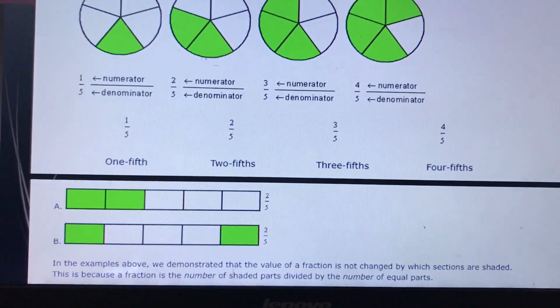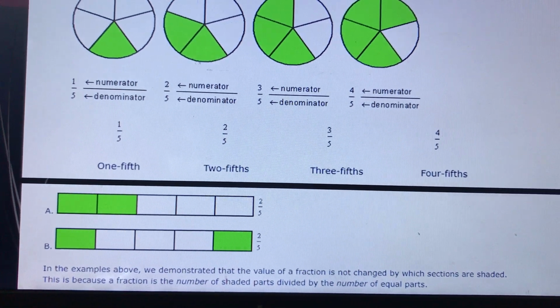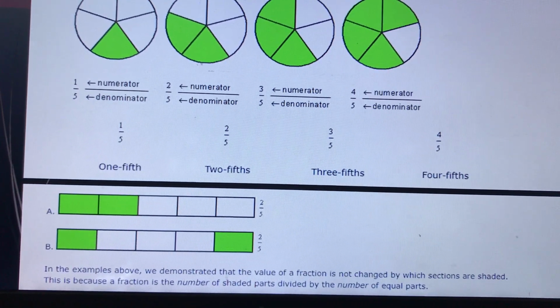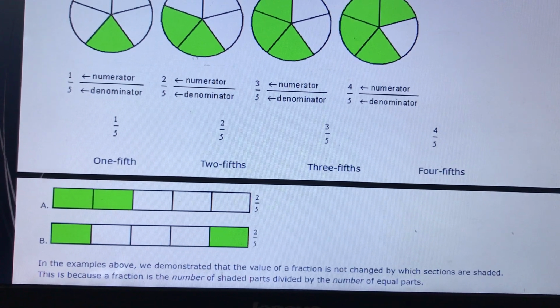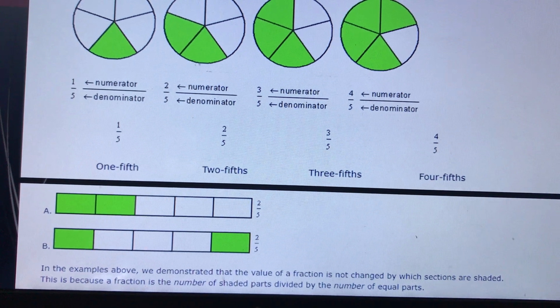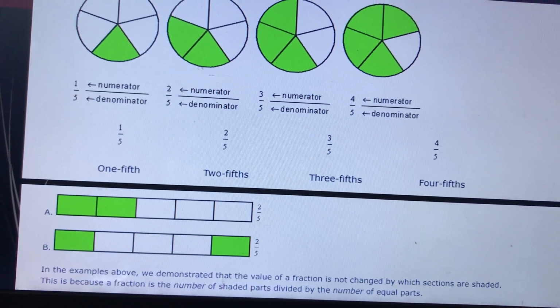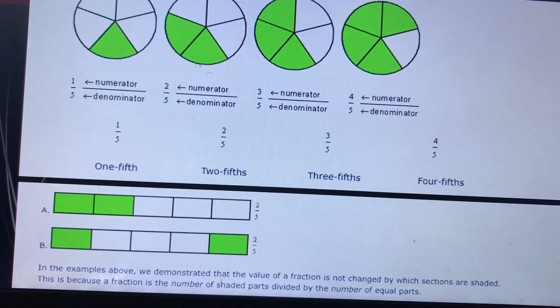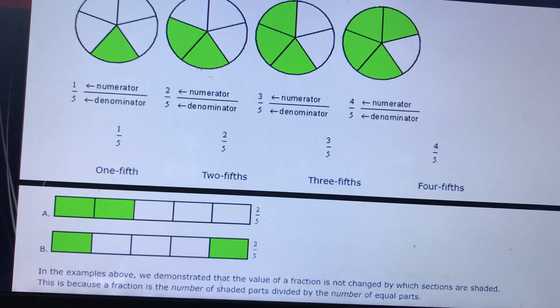Next, another example for a rectangle. We have a total of 5 parts and 2 parts are shaded, so it will be 2/5. In the second one, again 2 parts are shaded. It is not always necessary that 2 consecutive parts will be shaded. It can be different also. So you just have to count the number of parts shaded and the total number of parts. Again the answer will be 2/5.